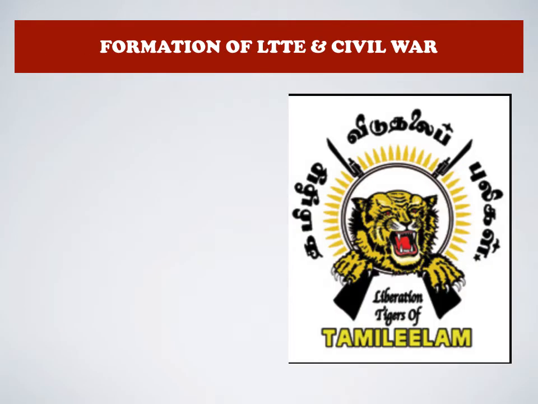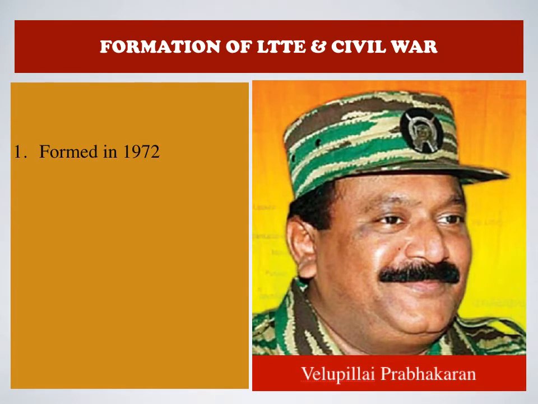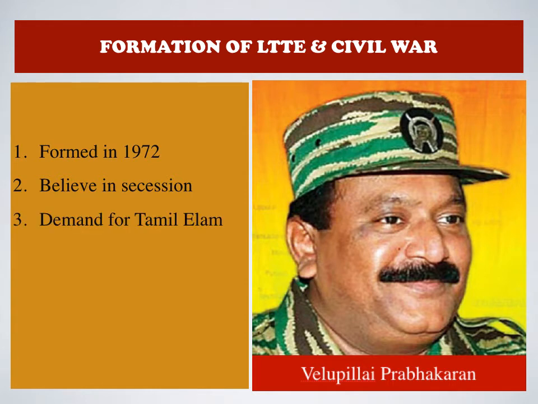So the LTTE, or the Liberation Tigers of Tamil Eelam, was just one of those armed groups, all right? And this LTTE was formed in 1972 by Villupillai Prabhakaran. They believed in secession, which means they want to be separated from Sri Lanka. Now the meaning of Eelam in Tamil is homeland. So as the word suggests, their demand is for a Tamil Eelam or for a homeland for the Tamil Sri Lankans. They were supported by the Tamil diaspora or the Tamils living in different parts of the world.